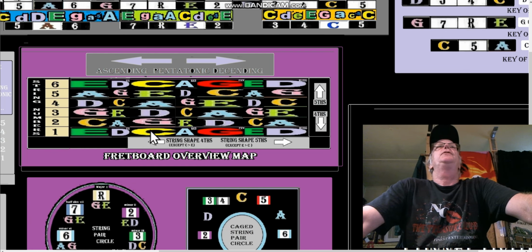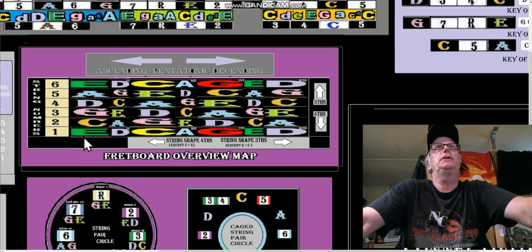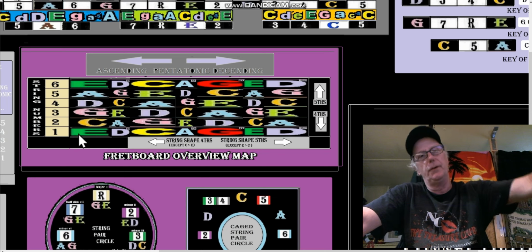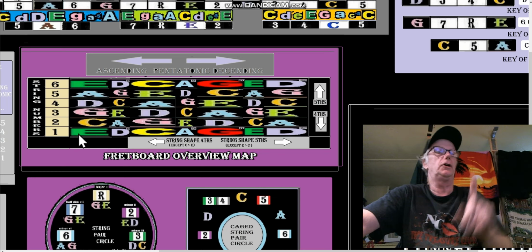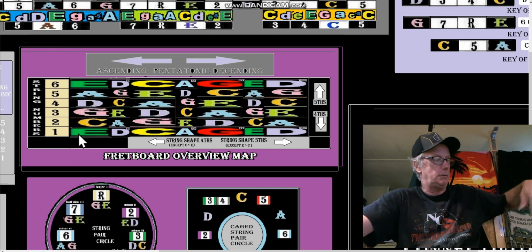So in the fretboard overview map, okay, we've got everything. This is the string convention. This is the low E, the lowest note on the guitar. On your guitar, mine's even lower. That's why my strings go wah wah wah.